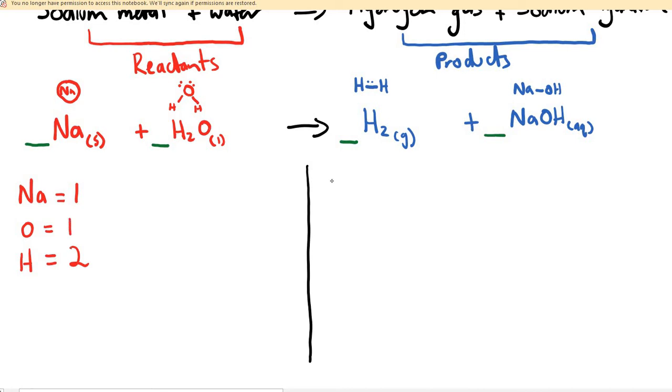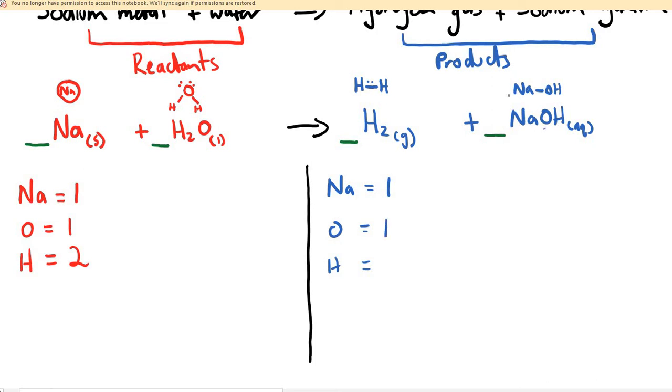What do I have on the right side? It's doing the same color. So we're going to keep track of the sodiums on this side. Okay, so how many sodiums do I have on this side? Well, I've only got the 1. So I've got 1 sodium. How many oxygens do I have? Well, there's only 1 oxygen here in the hydroxide ion, so there's 1.